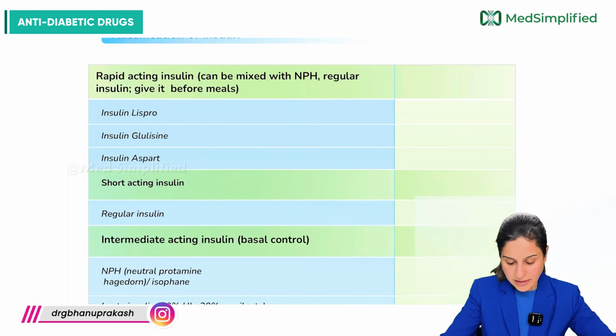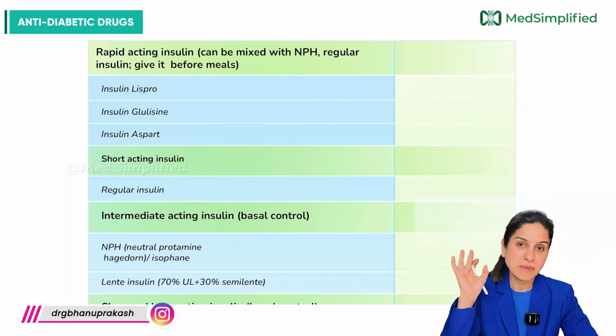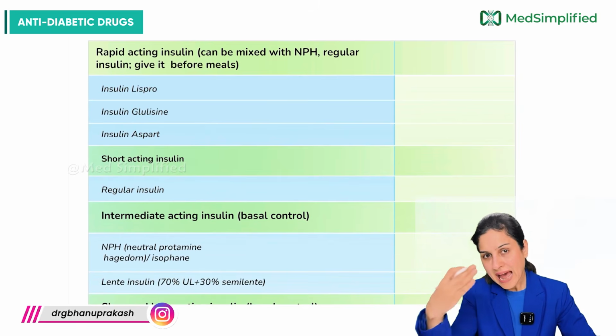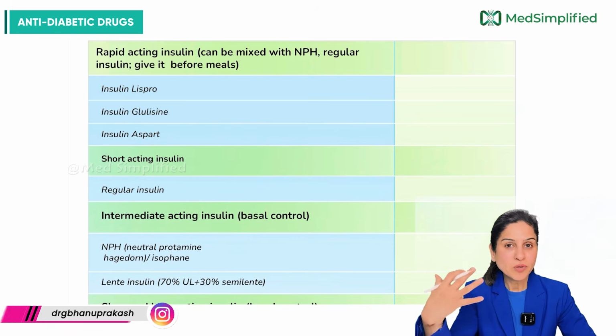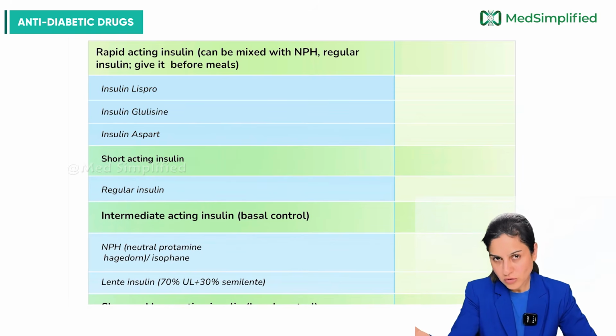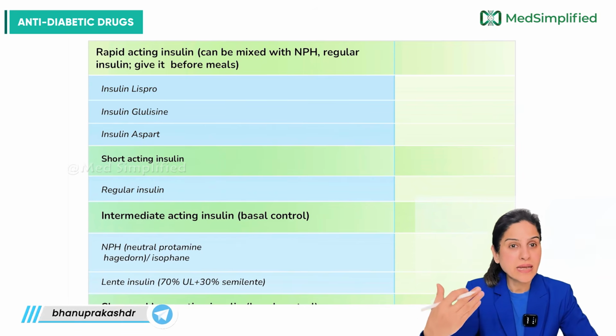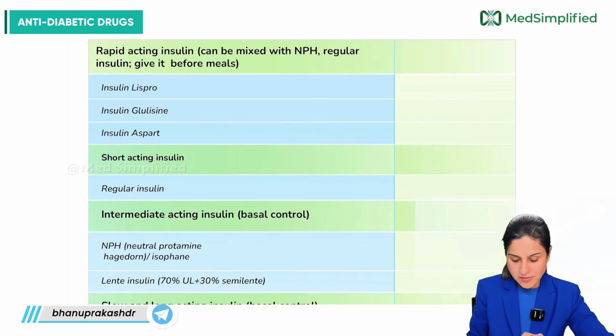Now insulin is the drug of choice for type 1 diabetes mellitus, but it's an add-on to type 2 diabetes mellitus when the drugs are no longer sufficient to take care of the blood glucose levels, or if there's an emergency like diabetic ketoacidosis. In pregnancy also we give this. So that is where we use them.